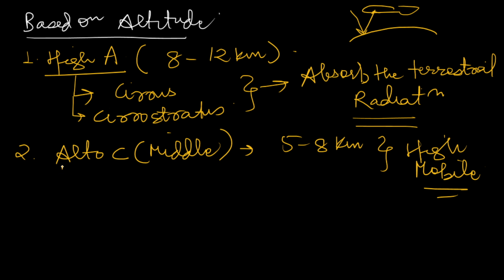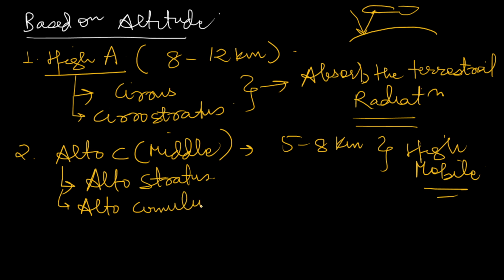So there are two types of alto clouds. The first one is alto stratus, and the second one is alto cumulus.